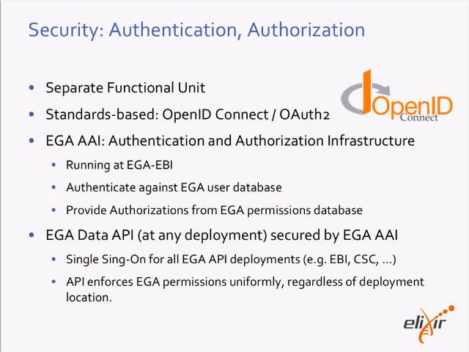The data API, so the data and metadata services, validate tokens against this AAI. So there is one of these EGA AAIs running against one central EGA user and permissions database setup, but there can be multiple data APIs which all connect to the same AAI service. So regardless of where the API is running, all the permissions are always enforced uniformly across the entire EGA space.